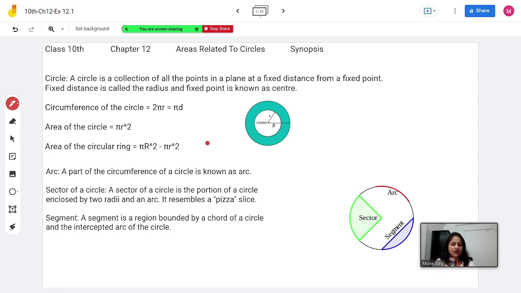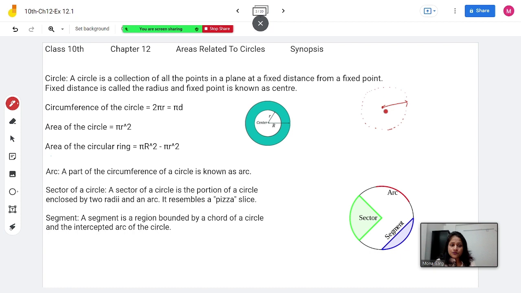So what is a circle? A circle is a collection of all the points in a plane which are at a fixed distance from a fixed point. So this is the fixed point. This fixed point is known as the center O, and the fixed distance is called the radius of the circle. Clear? Then, what is the circumference of the circle?